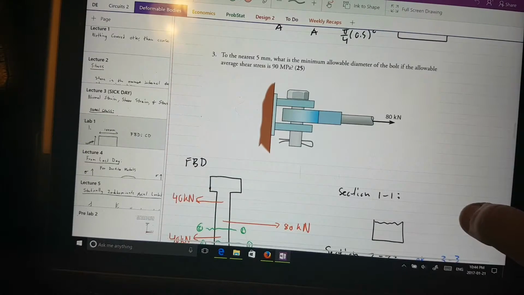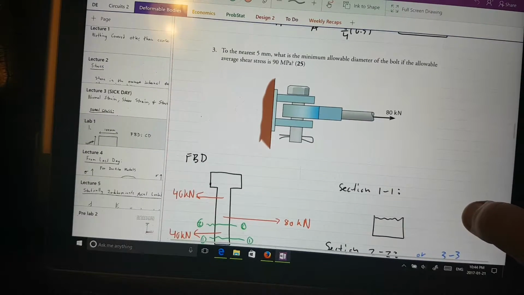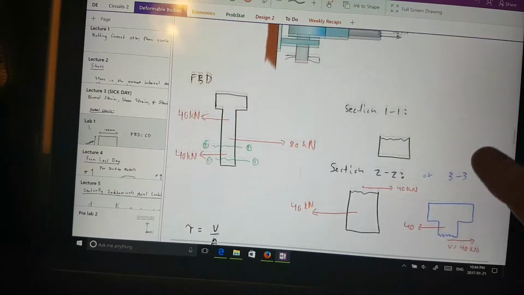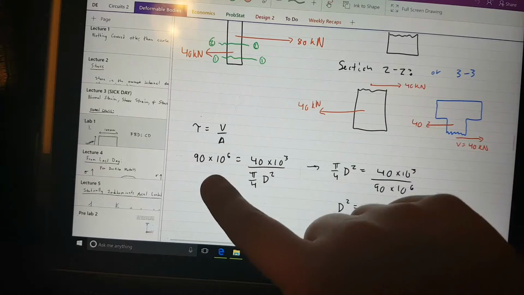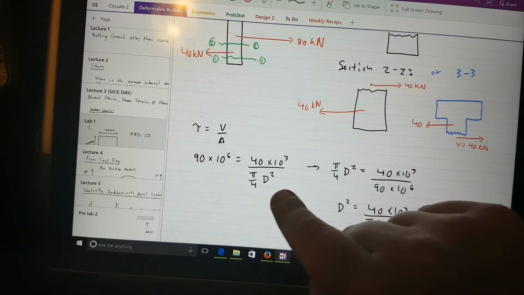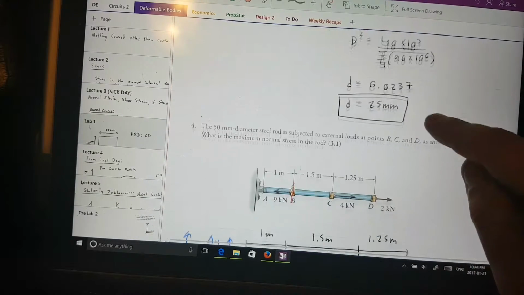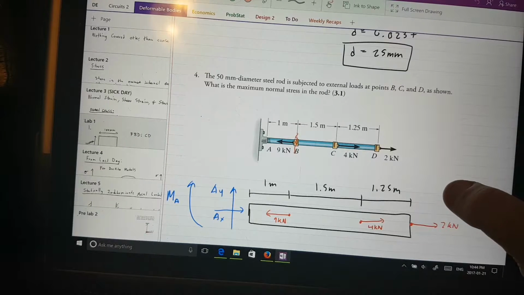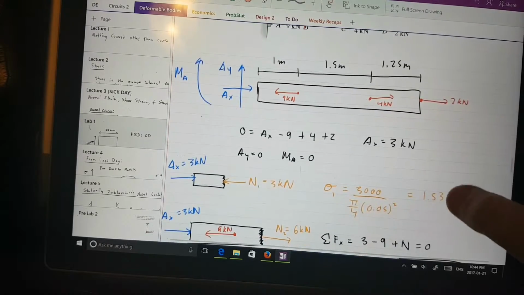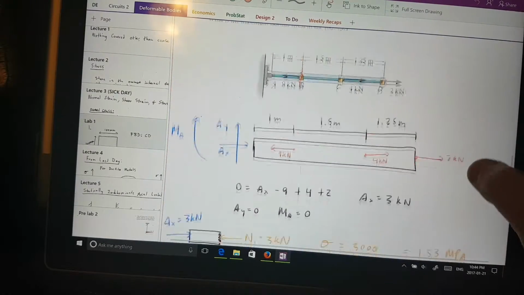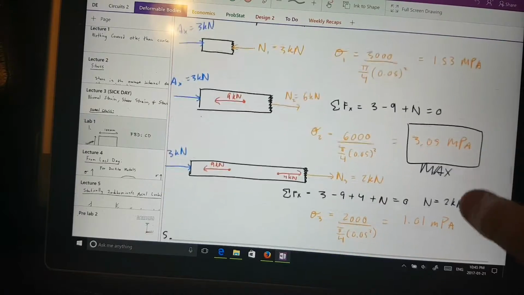I must have the diameter. No, I'm trying to solve for the diameter. And it said 90 megapascals, so that's 90 megapascals, and I can solve for the diameter this way and get that 25 millimeters. Okay, and then a 15 millimeter diameter steel rod subjected to external loads at this point. Just go ahead and cut it. Look at your cross sections.